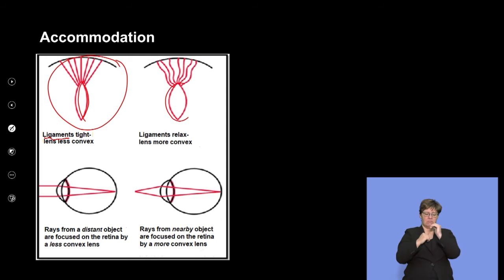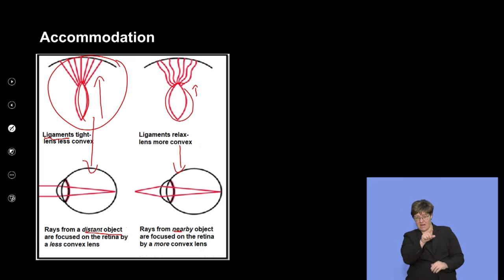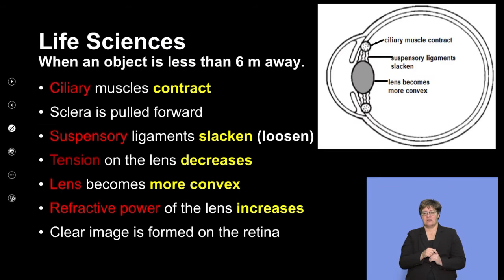This lens is more convex because there's not a lot of tension. Small tension here, big tension here on this lens. And you need this for distant objects, and you need this for nearby objects. But let's go into more detail in the next slide.